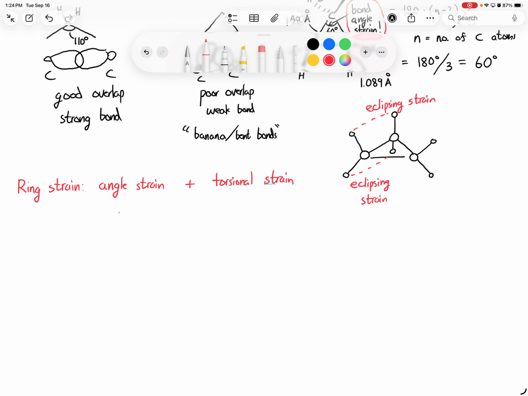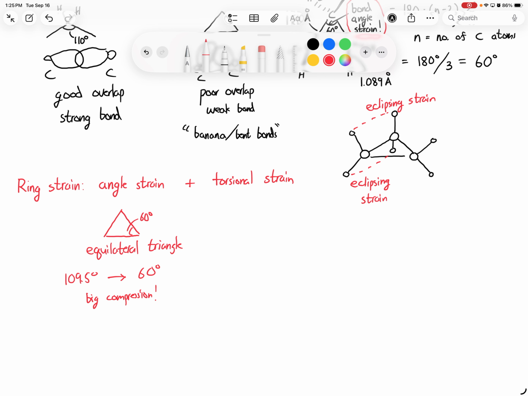So bond angle strain comes from this triangle and the fact that each of these bond angles here is 60 degrees. So, equilateral triangle. So you're going from 109.5 degrees to 60 degrees. All right. So that's a big bond compression here. So big compression right here. So that's not easy to do. So that's a lot of energy.